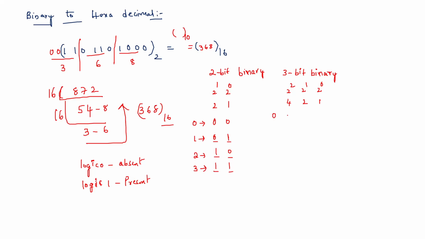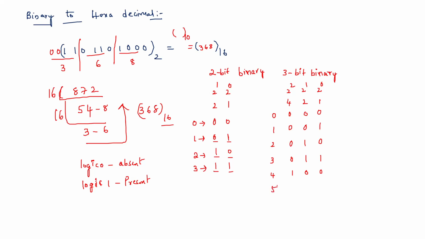So 0 in binary, how can you represent? All are zeros: 4, 2, 1. Then 1 means only 1 is set, and 2 and 4 should be 0. Then 2 means 4 is 0, 2 is 1 and 1 is 0. And 3 means 4 is 0, 2 is 1 and 1 is 1. 4 means the 4 place is 1, and then 2 is 0 and 1 is 0.